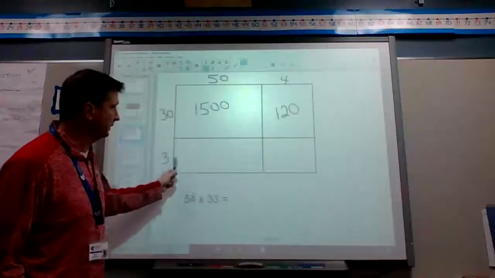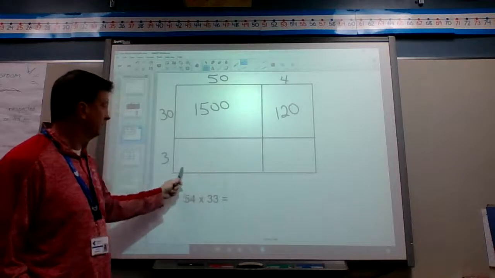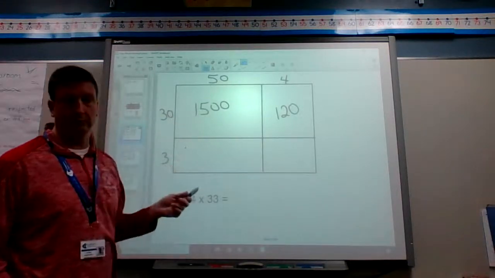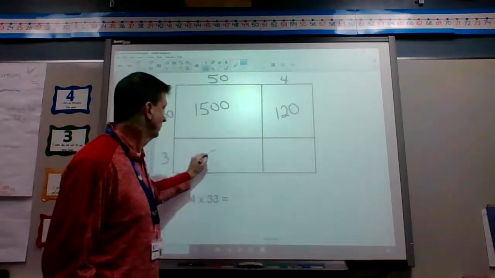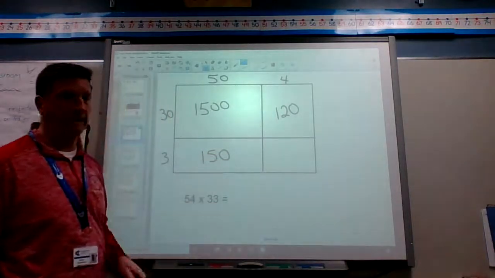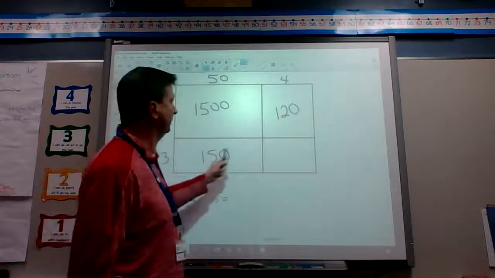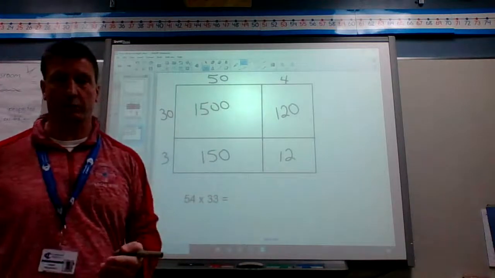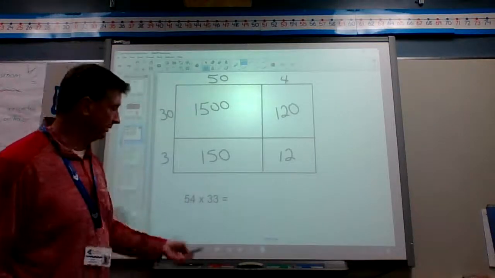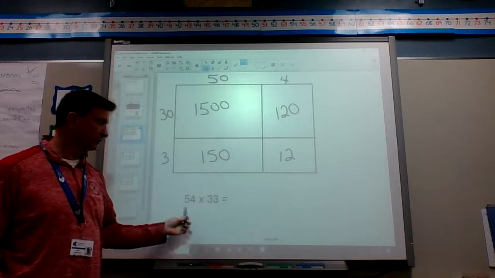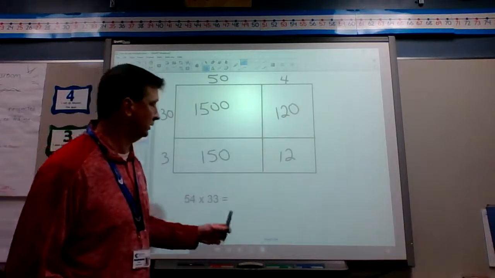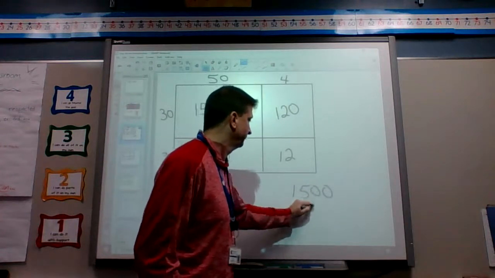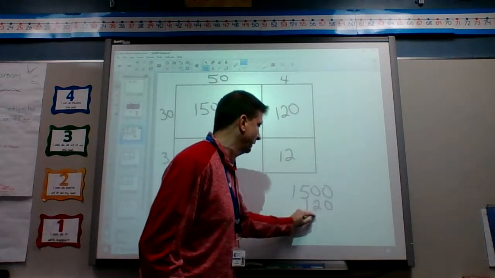Now I look at this part. This area space is going to be a 3 by 50 or 50 by 3, which is going to be 150. And the last space is going to be a 3 by 4, which is 12. Now, by finding all those partial products, we can use an area model to solve 2-digit by 2-digit multiplication by adding up all of our partial products.